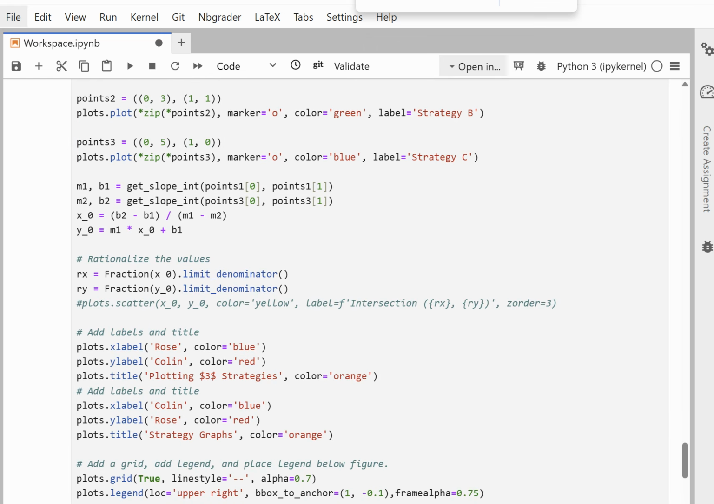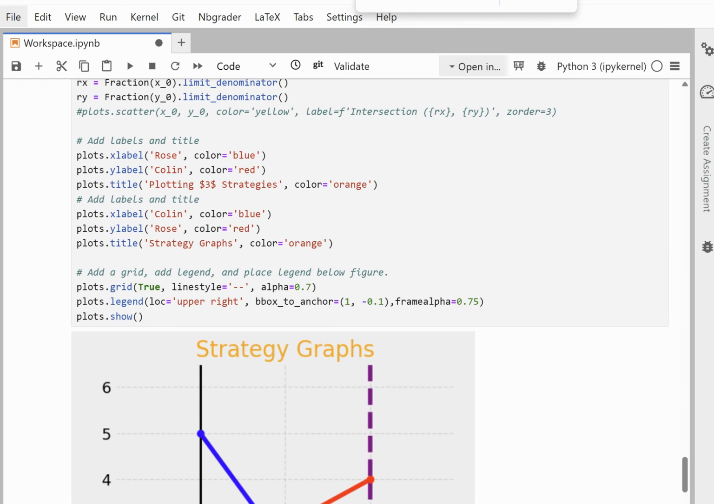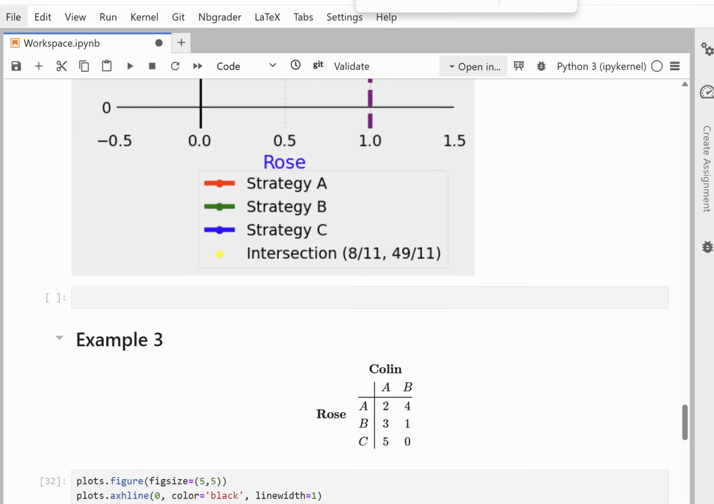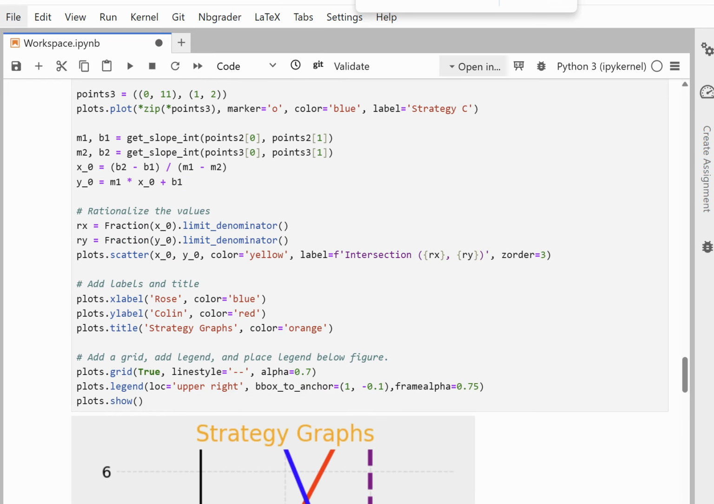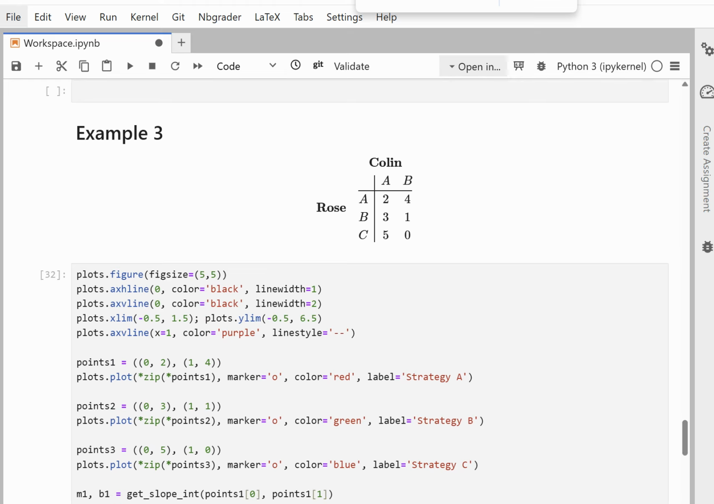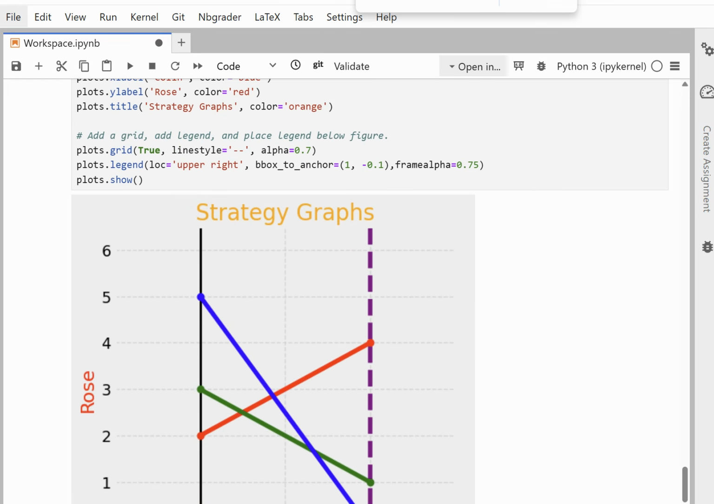Sorry, let me try that again. Okay, so here we go. Those strategy graphs look like the ones above. Okay, hang on a second. 2, 3, and 5. 4, 1, and 0. So we should have that ready to go, and this should be the right thing.